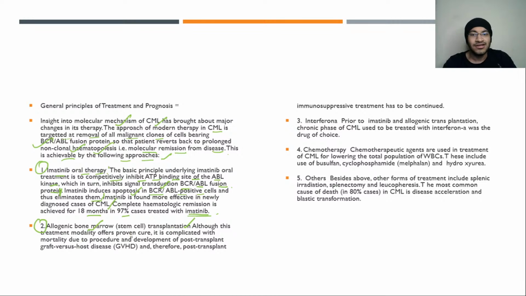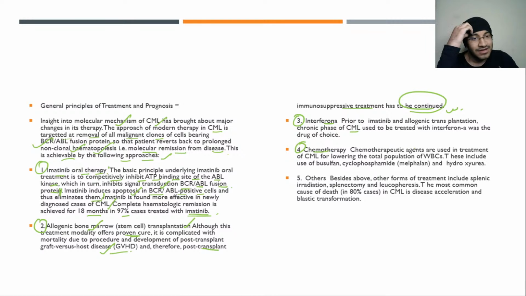Although the treatment modality offers the proven cure, it is complicated with the graft versus host disease, and therefore post-transplant immunosuppressive treatment has to be continued. Otherwise, this can become fatal as well. Interferon A. Prior to the imatinib and the allogenic transplantation, chronic phase of CML used to be treated with the interferon A, and this is the drug of choice.